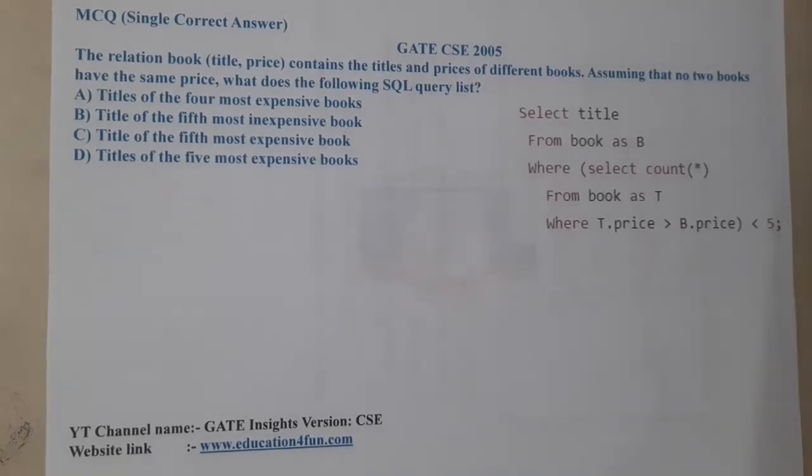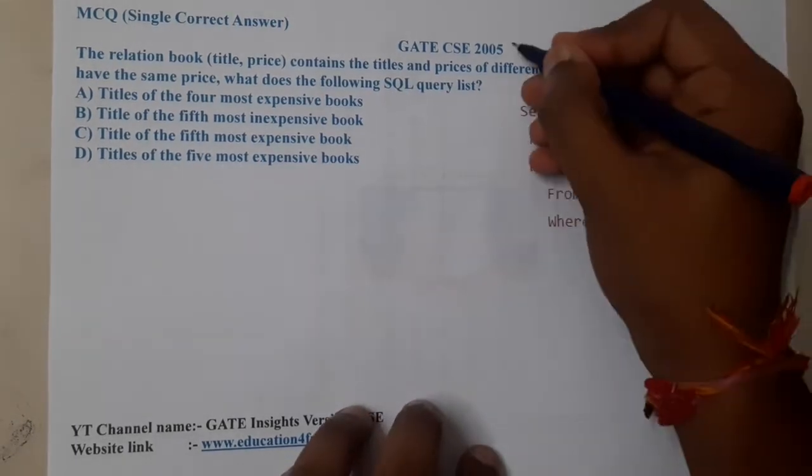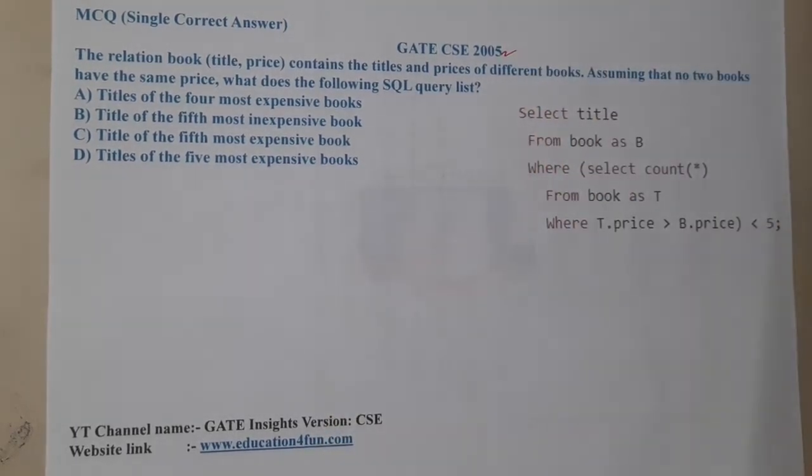In this lecture, let us go through the next question. This question belongs to GATE CSE 2005. The given question is the relation book (title, price) contains the title and price of 5 different books. Assume that no 2 books have the same price. Now they gave a particular query and they are asking what will be the output.